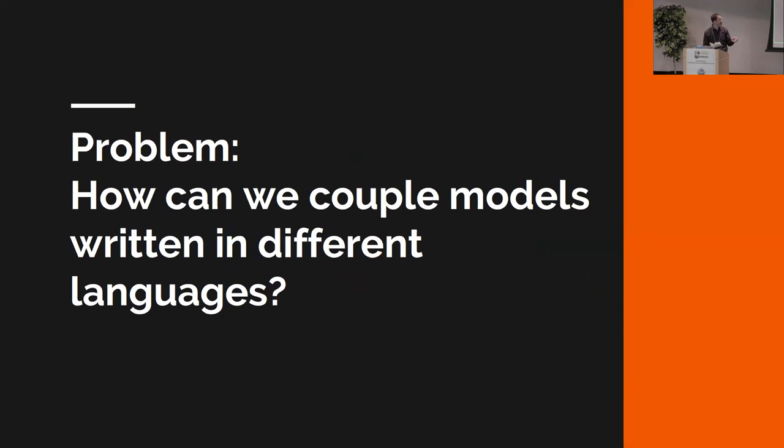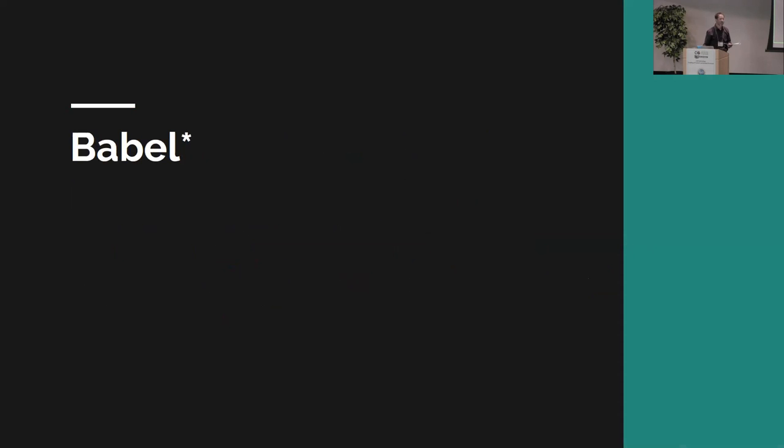The way we would do this in the CSDMS modeling framework is through Babel. I have an asterisk next to the name Babel because we currently use Babel in the CSDMS modeling framework. However, we're looking at moving away from it, and I'll explain why a little bit later in the talk. So Babel, though, is a very cool piece of software.